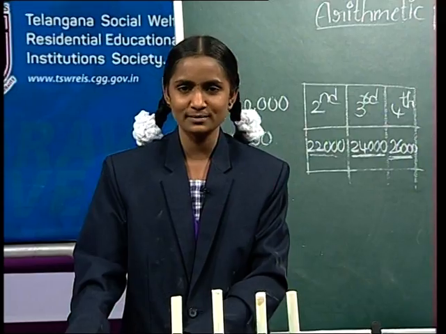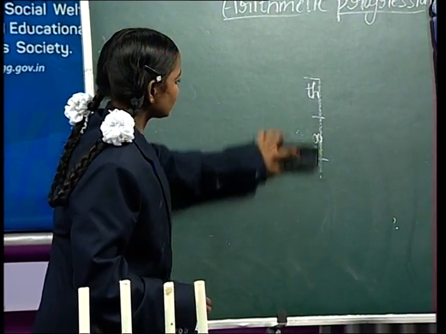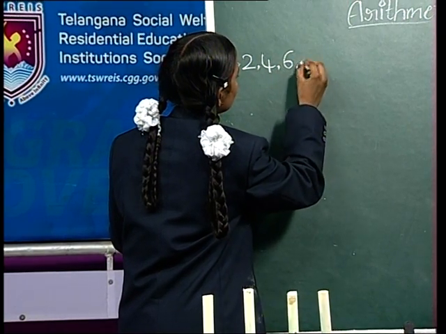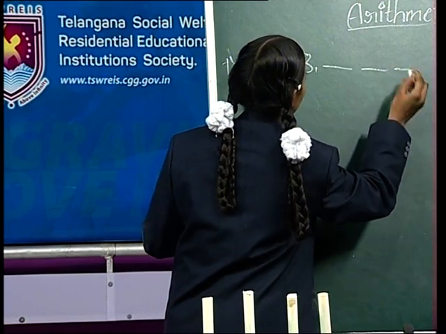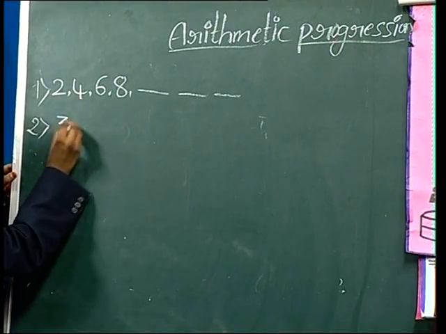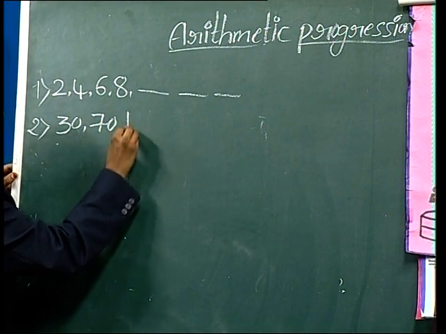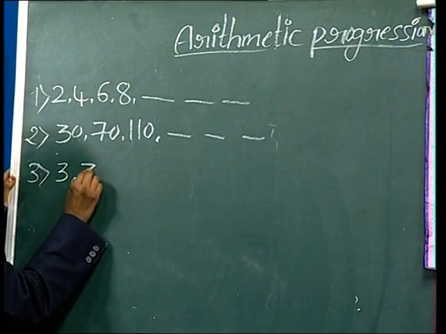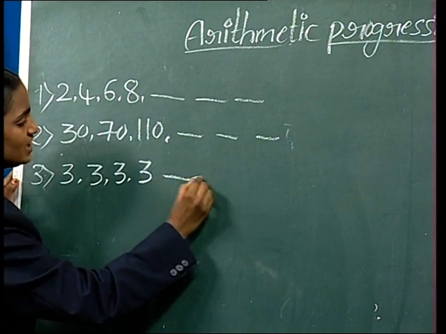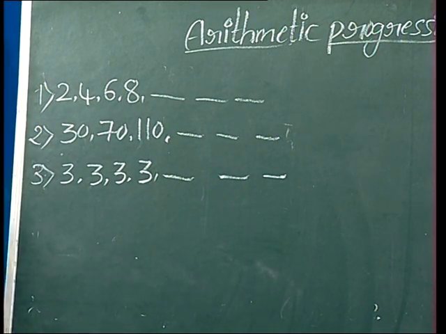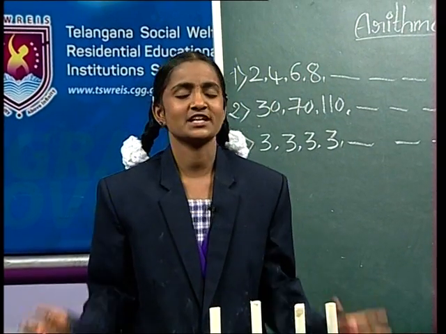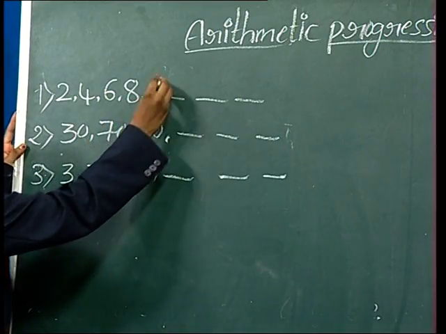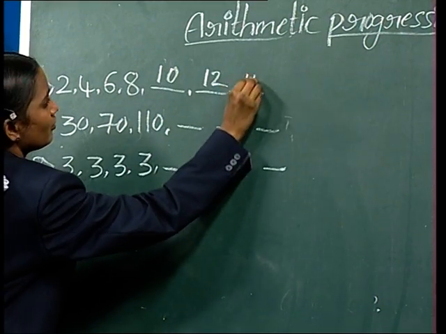Now, let us consider the list of numbers: given in first case 2, 4, 6, 8 and so on, and given in second case 30, 70, 110 and so on, and given in third case 3, 3, 3, 3 and so on. Can you write the next term of the above list? How will you write? Yes, by following a rule or a pattern. Now let us see the pattern which is involved there. Here I can write after 8, 10, 12, 14 and so on.